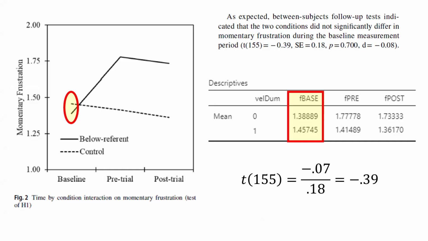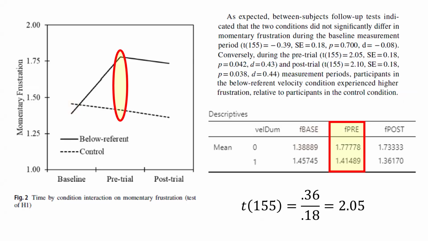So then you go, okay, well, conversely, during the pre-trial and the post-trial measurement periods, participants in the below referent velocity condition did indeed experience higher frustration relative to participants in the control condition. So we look at the pre-trial. Now we're doing the simple effect of condition at pre. And here the difference between the two means is 0.36. Our standard error is the same as it was before because all of that information was drawn from the omnibus test, right? So it's just 0.18. And we can divide that.